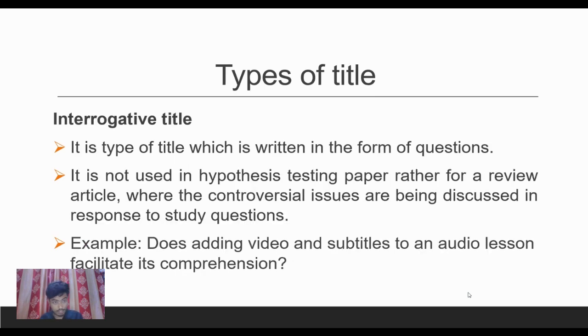Moving to our next slide. The third type is the interrogative title. It is a type of title which is written in the form of a question. It is not used in hypothesis testing papers but rather for review articles where controversial issues are being discussed in response to study questions. Here, "Does adding video and subtitle in an audio lesson facilitate its comprehension?" is an example of an interrogative title.